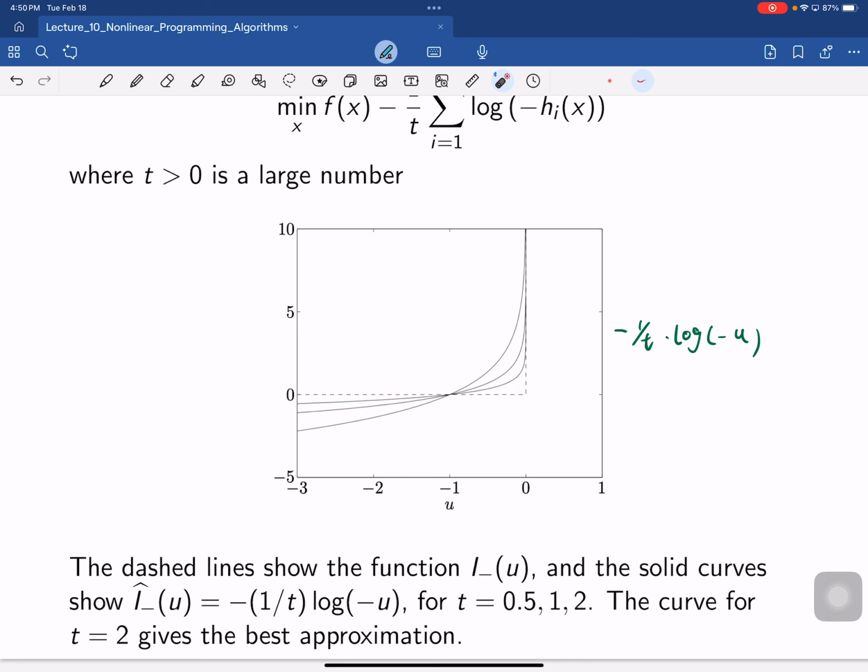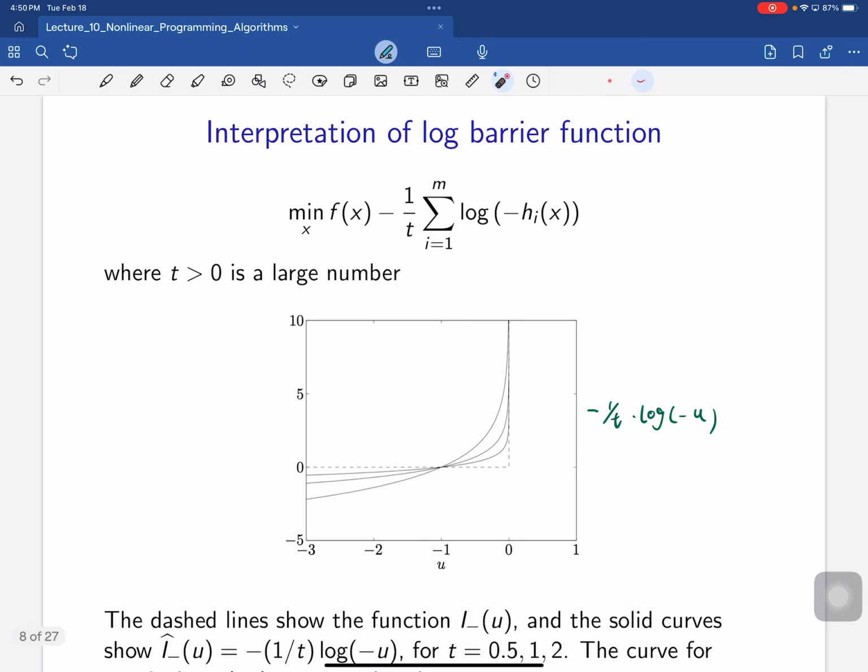Because you want to set this whole thing to 0, it only happens when t is a very big number. Then you can set these values close to 0. Okay, that's a trick here.